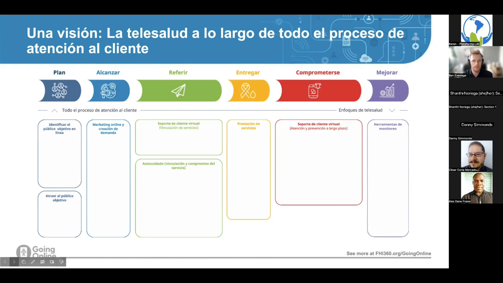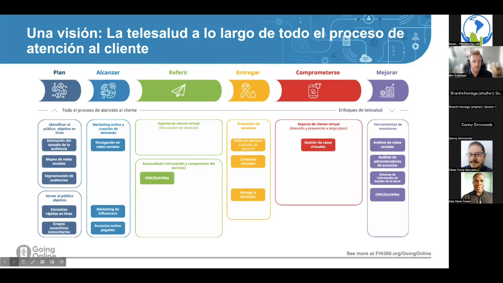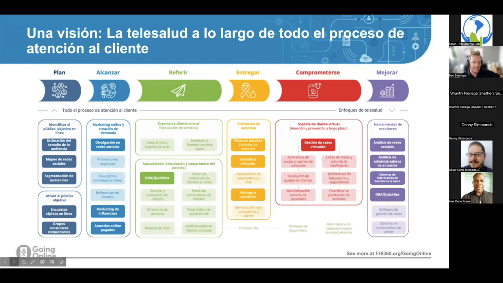If you click once more on the slide, here are some major types of virtual interventions that you can use across each step of the client care continuum. You can see three major items appearing under the reach category. We will review those approaches in more detail in this webinar. And click one more final time. And finally, here are a few more specific virtual approaches related to the major interventions I just described.